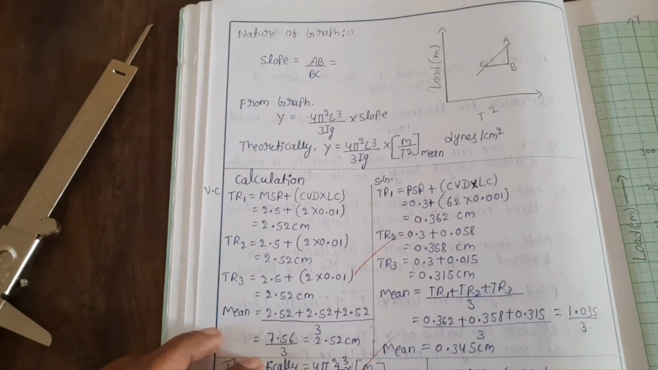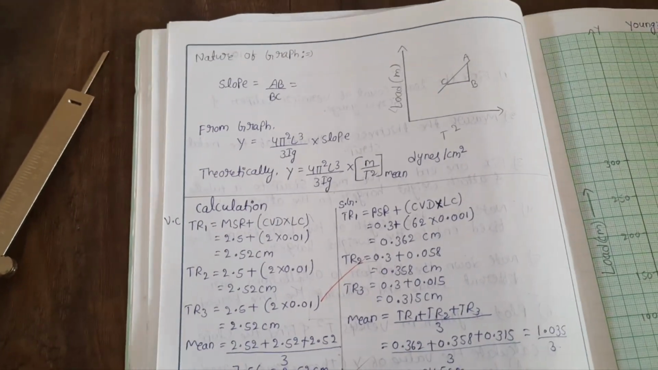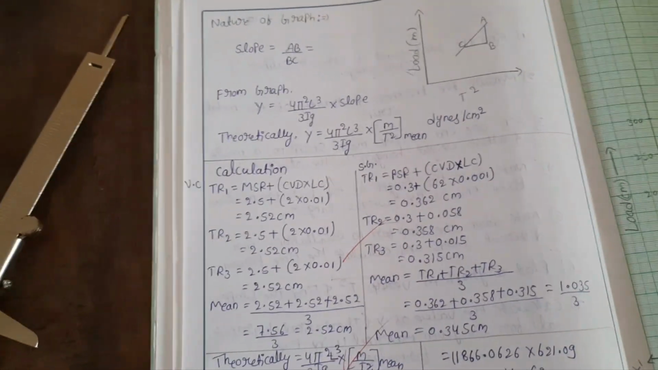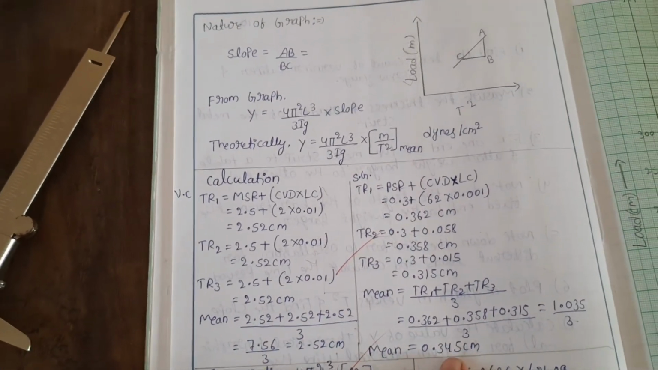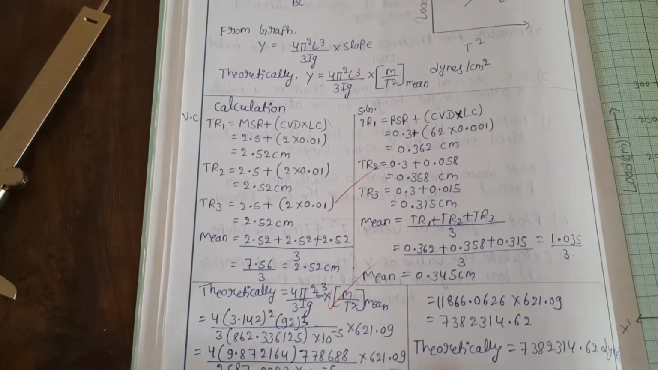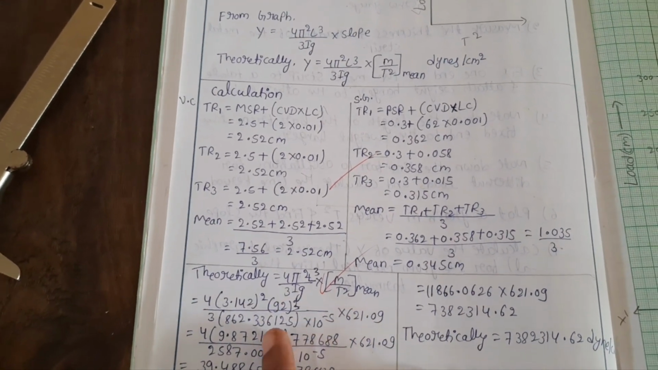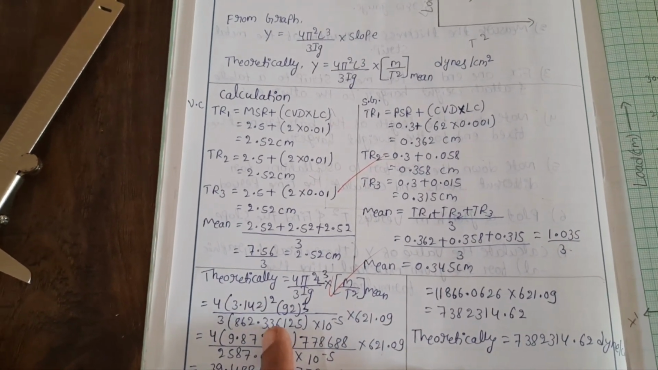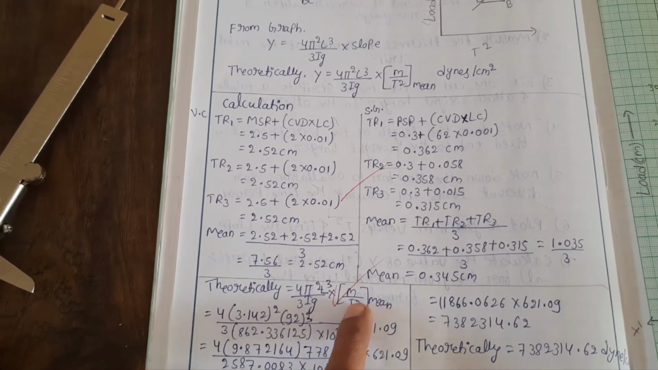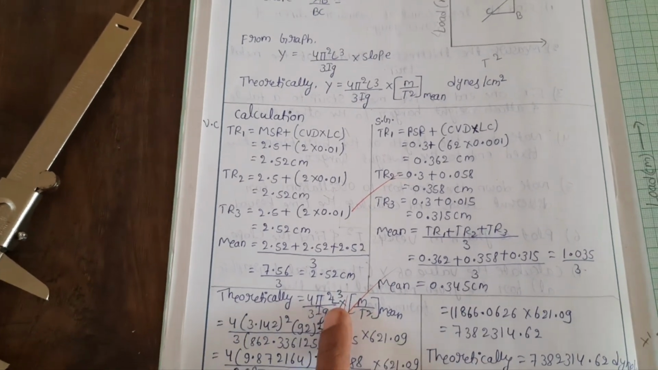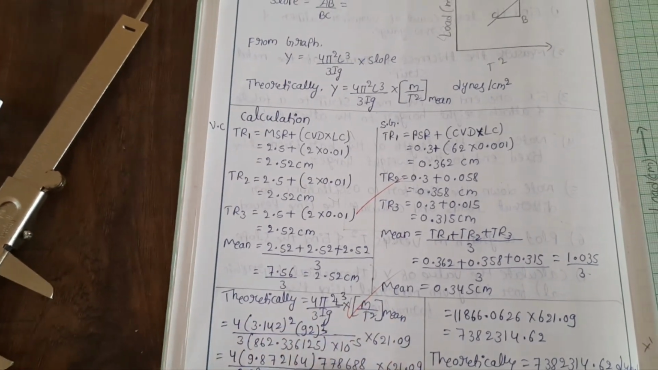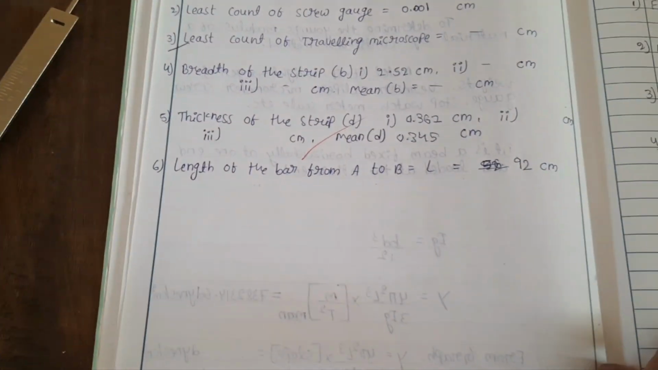So the moment of inertia Ig you can calculate using the breadth, that is 2.52, and the thickness 0.345, b d cube divided by 12. Okay, Ig. After calculating the moment of inertia Ig, they got here 862.33, and this is the Young's modulus formula, 4 pi square L cube divided by 3 Ig into m divided by T square mean. So 4 into pi square, 3.142 square, and the length they got here 92.